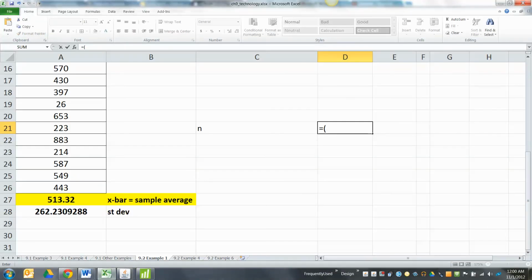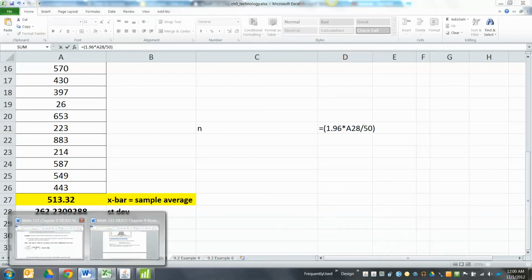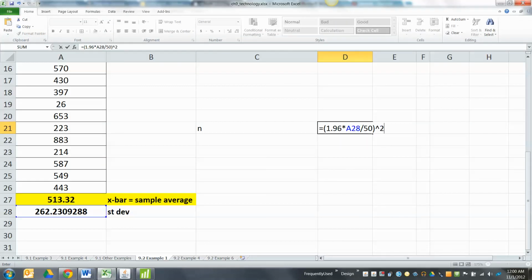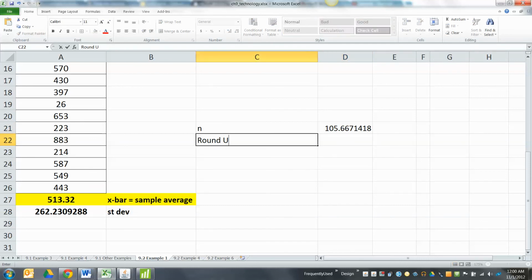Okay, so I'm going to do that. Equals 1.96 times s, which is this 262. So I'm going to use that as a cell reference. I'm going to divide it by the error that they're allowing. Now, they said within $50. I want to be able to estimate this to within $50. So I divide it by 50, and then I'm going to square it. So caret 2, enter. And then we round up no matter what.